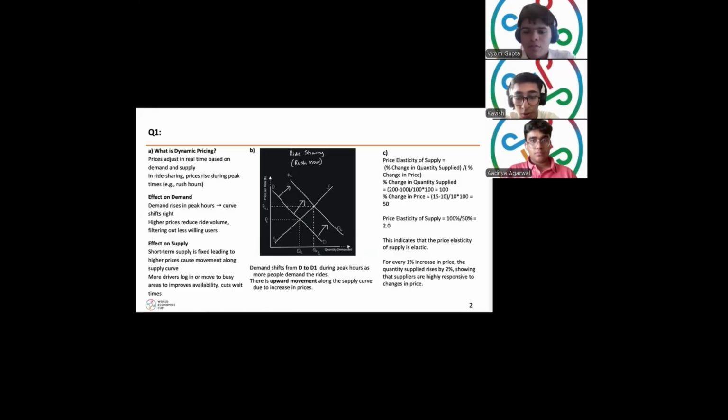It's denoted by the formula percent change in quantity supplied divided by percent change in price. As in this question, the quantity doubled and the price rose by 50%. The price elasticity of supply is 2. This shows that supply is elastic, which means for a 1% increase in price, the quantity supplied increases by 2%, showing that suppliers are highly responsive to changes in price.